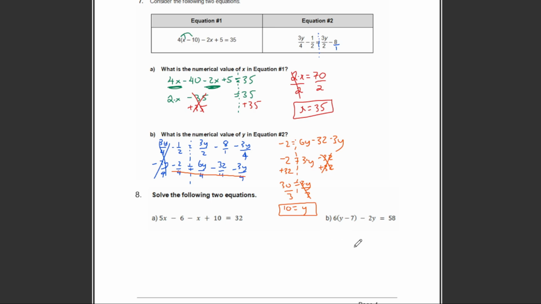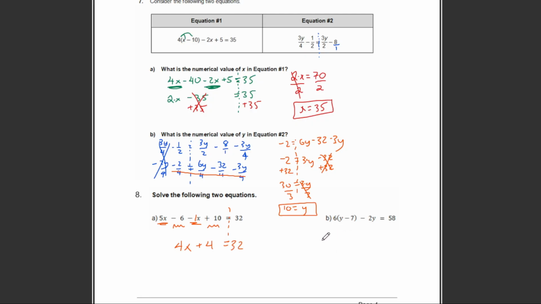Okay, so question 8. Step 1, let's see if we can distribute or divide. No, not really. Step 2, let's combine like terms. Let's look on the right. It's just a 32, nothing really to combine. But on the left, we've got a couple like terms. We've got this 5x and this minus x. We've got this minus 6 and this plus 10. So let's combine those two. 5 minus 1 is 4. Remember, if there's nothing written in there, it's like there's a 1. So we've got 4x minus 6 plus 10 is 4, so plus 4 equals 32.